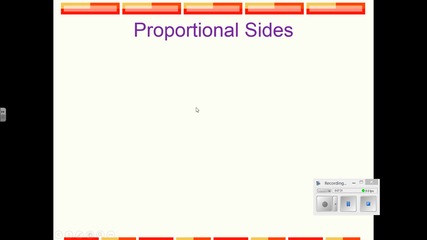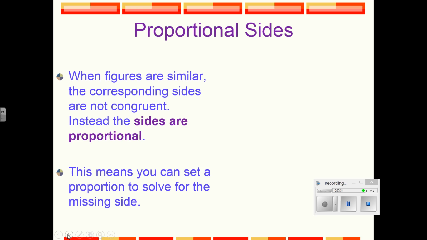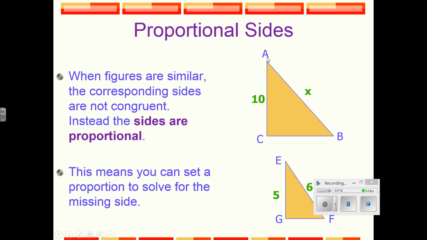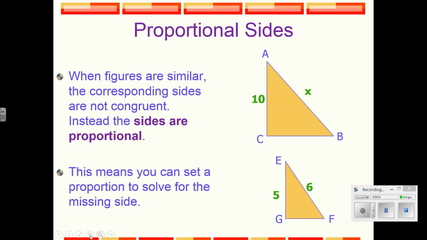Like I said before, they have proportional sides. So when figures are similar, the corresponding sides are not congruent. Instead, they are proportional. So this means you can set up a proportion to solve for any missing side that you might have. It looks like the same exact picture that we had before. If you have triangle ABC is similar to triangle EFG, you can know that sides that correspond are proportional to one another. This is almost the exact same example that I just used a second ago as far as the numbers were concerned. But I think you get the point here.